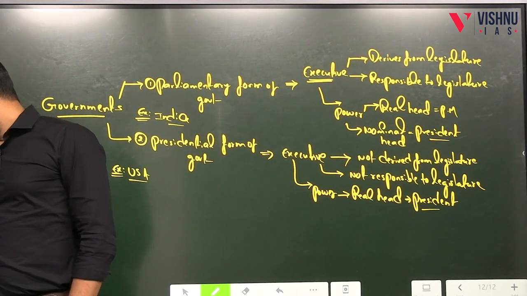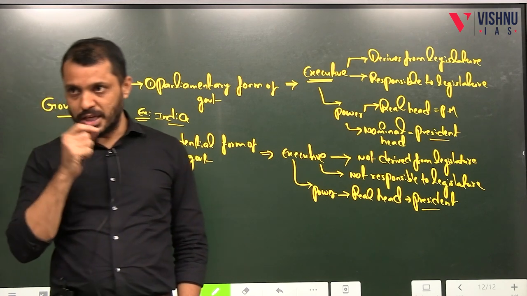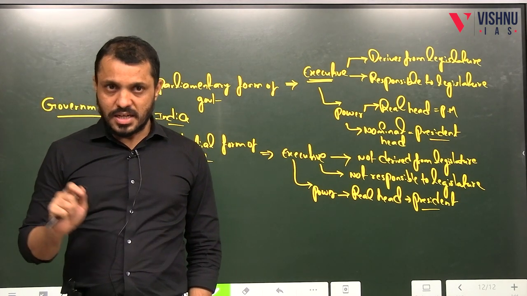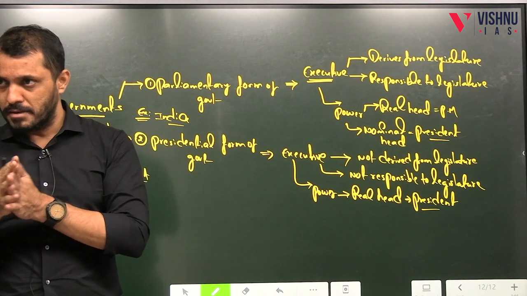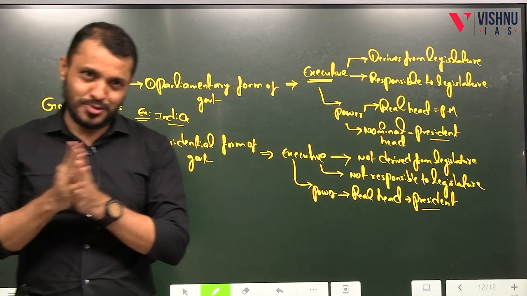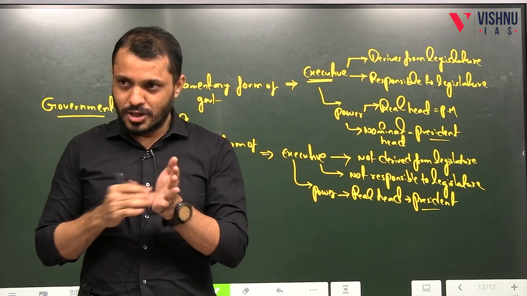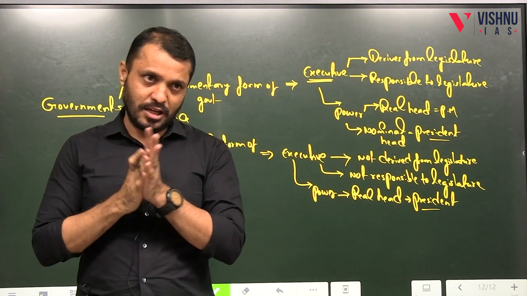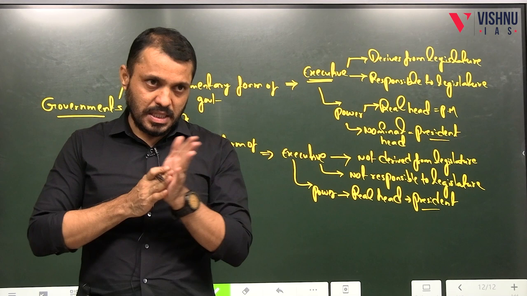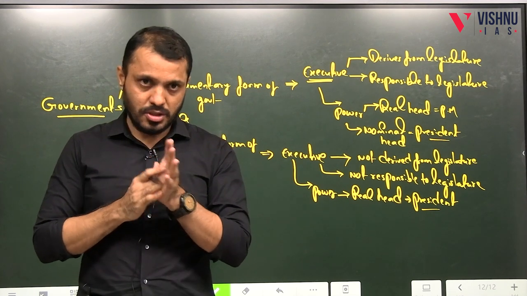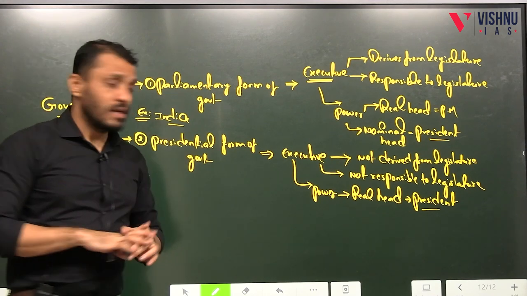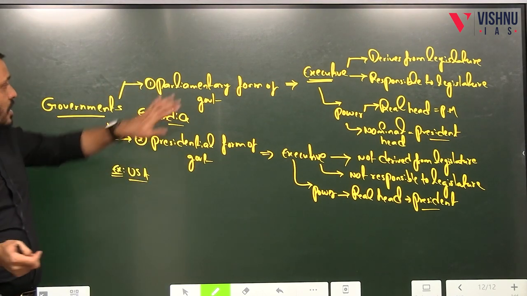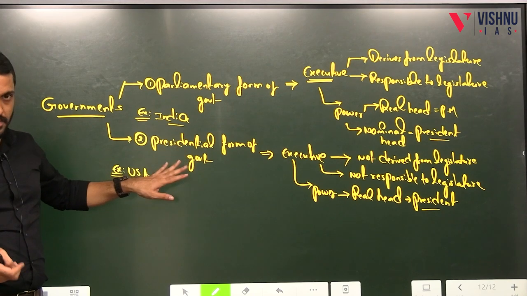So the constitution was not just written by one person. Generally, we have this kind of misconception before we start the polity. We think that Ambedkar wrote the constitution. It's not like that. The Constituent Assembly played an important role in the writing of the constitution. Ambedkar was chairman of one of the committees, the drafting committee. Are we clear? Yes. So this is about the parliamentary form and presidential form.